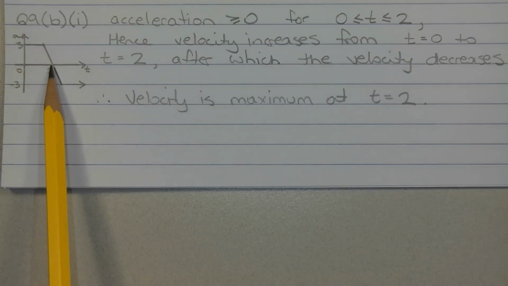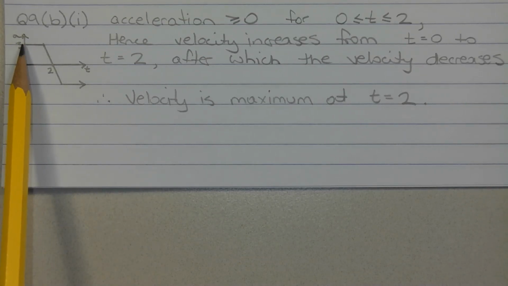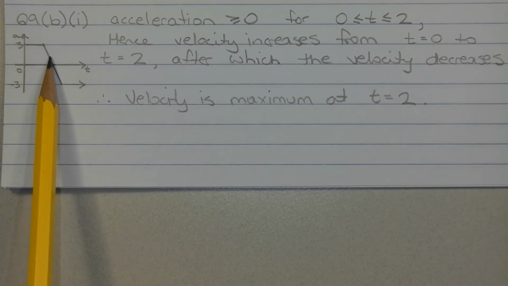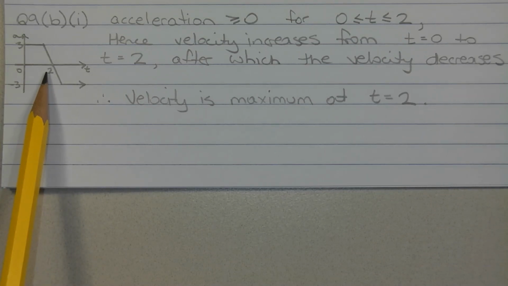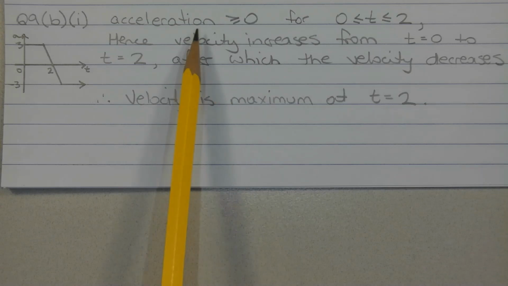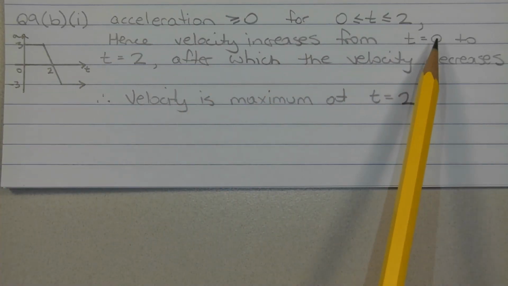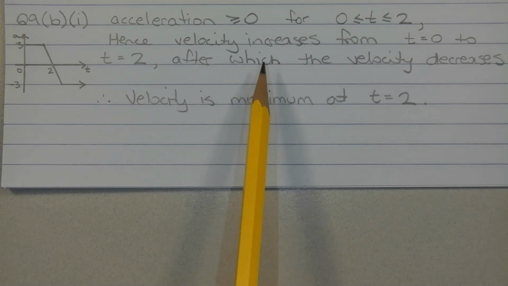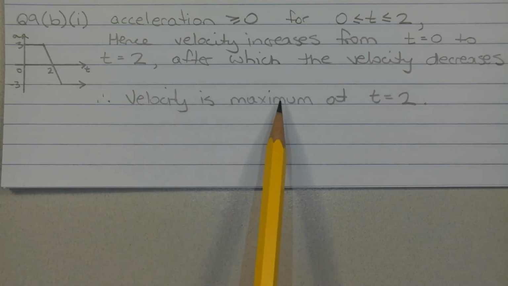Referring to the graph of the acceleration of the particle with respect to time t, we can see from the graph that the acceleration is greater than or equal to 0 between times t equals 0 and t equals 2. So what that means is the velocity of the particle increases in that time period, between t equals 0 and t equals 2. After which time the velocity begins to decrease because the acceleration is negative beyond time t equals 2. Therefore, the velocity is maximum at time t equals 2.